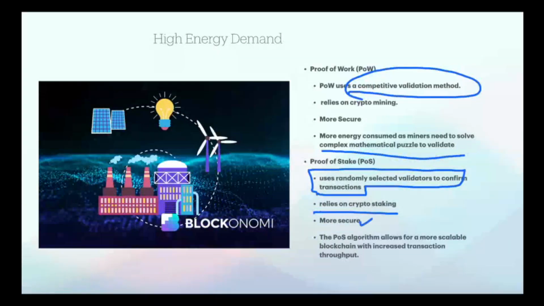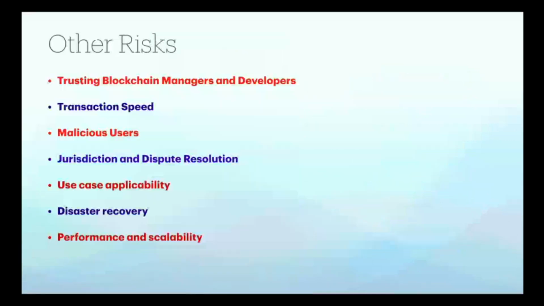Next thing is it is more secure. Both are more secure. The POS algorithm allows for a more scalable blockchain with increased transaction throughput. So it's a more scalable blockchain. Here scalability is more, whereas the scalability is less over there in the proof of work. So this is the third risk, called high energy demand. Whenever you deal with the energy values, you need heavy computational resources. Implementing a blockchain is not an easy task for a given work. That's where we need a huge amount of energy to deal with it.